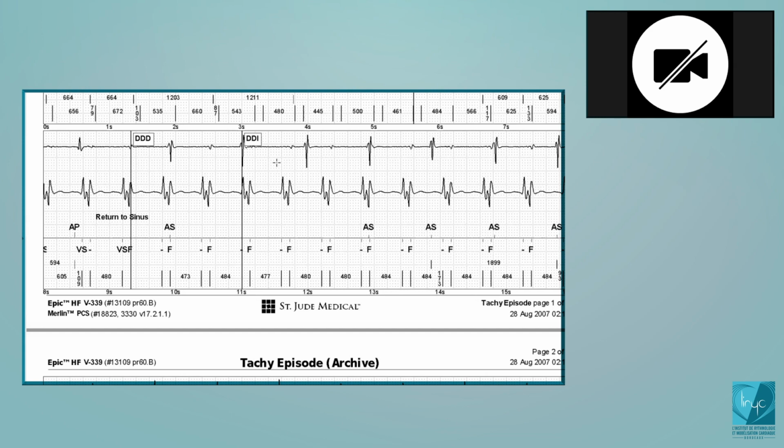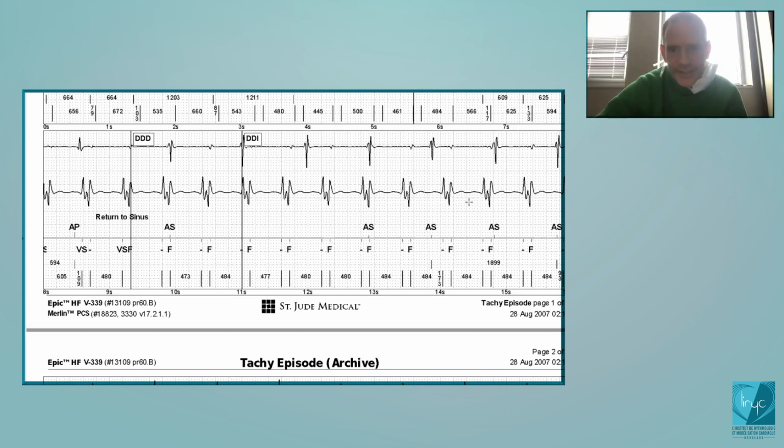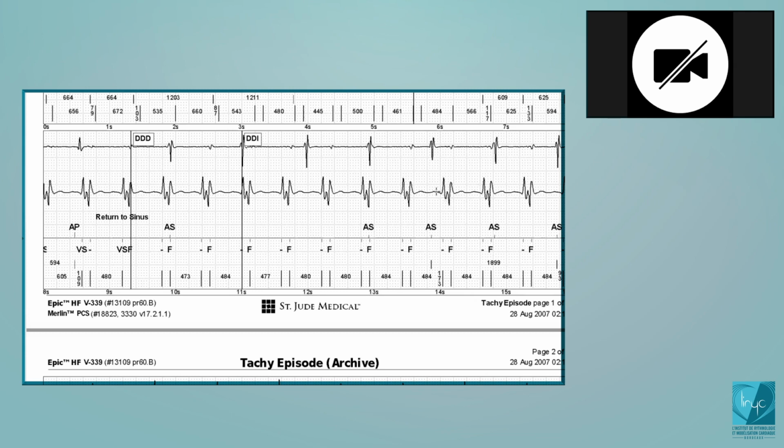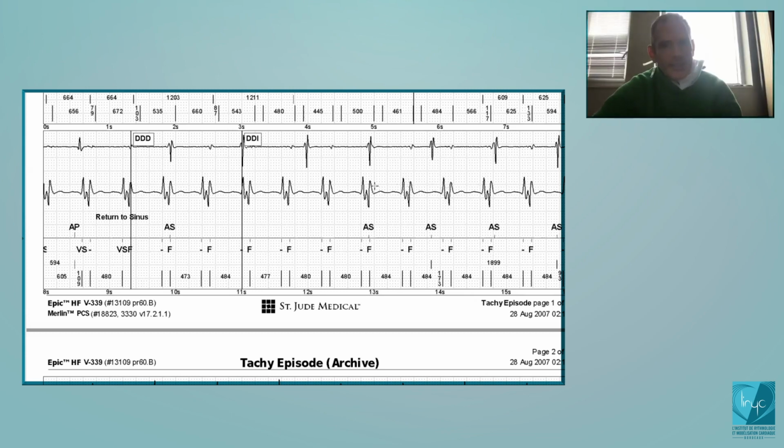We can see an oversensing. Yes. What is the rhythm here? The rhythm is slow VT. Yes, you see, this is the atrial channel, this is the ventricular channel. There are more ventricles than atrium. Okay, so there is a dissociation. That's clearly a VT, and as you said, it's a quite slow VT.